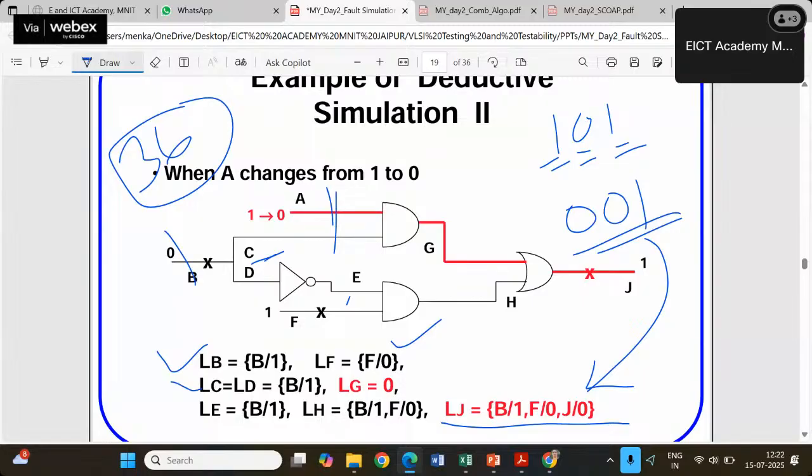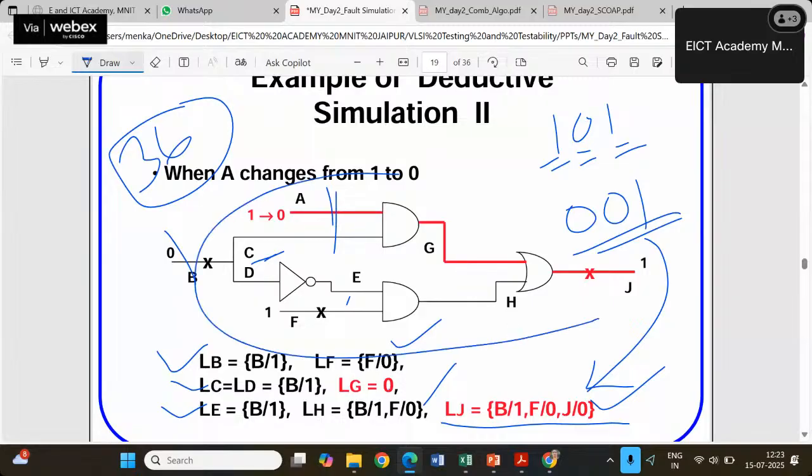Quiet and much more robust. So the memory space will reduce drastically. Now let's come to the concurrent fault simulation technique. The concurrent fault simulation technique is also a technique which uses multiple fault simulations altogether. Why do we need multiple fault simulations altogether?